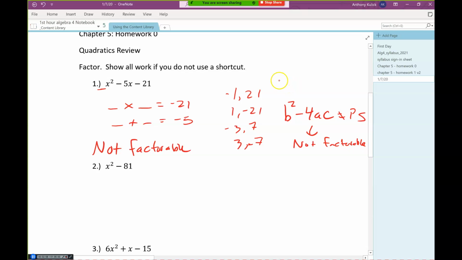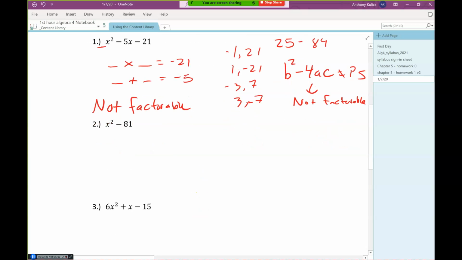So in this case, negative 5 squared is 25. And 4 times 1 times 21 is 84. And 25 minus 84 is negative 61. And that's definitely not a perfect square. Perfect squares must be positive. And they're numbers like 1, 4, 9, 16, 25, 36, etc. That is like some number squared. So right away we could tell that's not factorable.